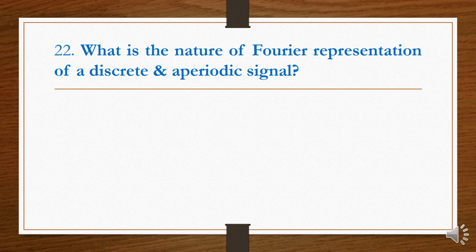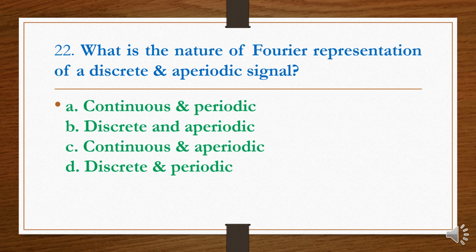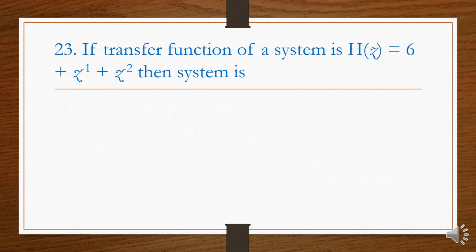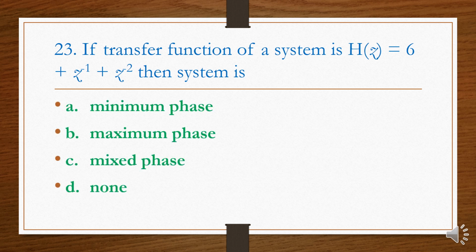Next question. What is the nature of Fourier representation of a discrete and aperiodic signal? So four options are given. The correct option is option A, continuous and periodic. Next question. If transfer function of the system H of z is equal to 6 plus z inverse plus z power minus 2, then the system is option A, minimum phase, option B, maximum phase, option C, mixed phase, and option D, none. So the answer is option A, minimum phase.